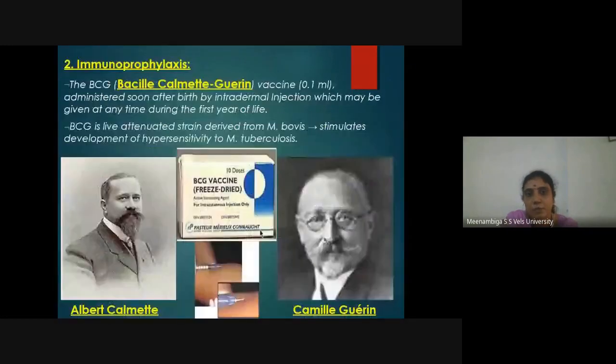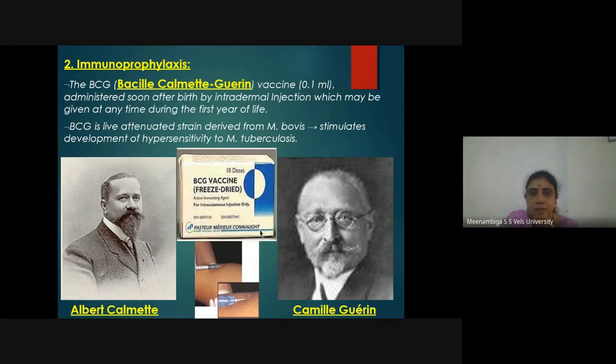What is immunoprophylaxis? What vaccine is given for tuberculosis? What is the vaccine given for tuberculosis? Immediately after birth, they will be giving BCG vaccine. That is the vaccine for tuberculosis.